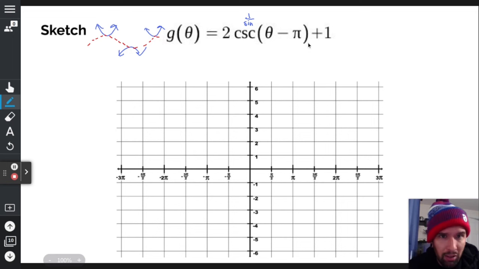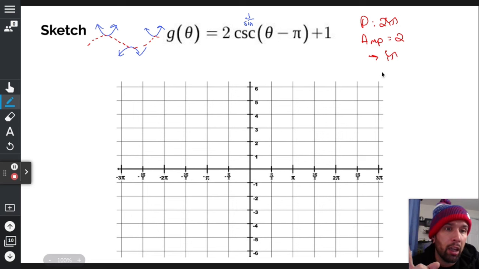So I look at a guy like this, right? Nothing in front of theta, which tells me the period is 2 pi. 2 is in front of cosecant, which tells me the amplitude is 2. A horizontal phase shift of positive pi, which means right pi units, and I go up 1. So the blueprint for this guy is going to be a sine that I go right pi, up 1, and would normally start right here.